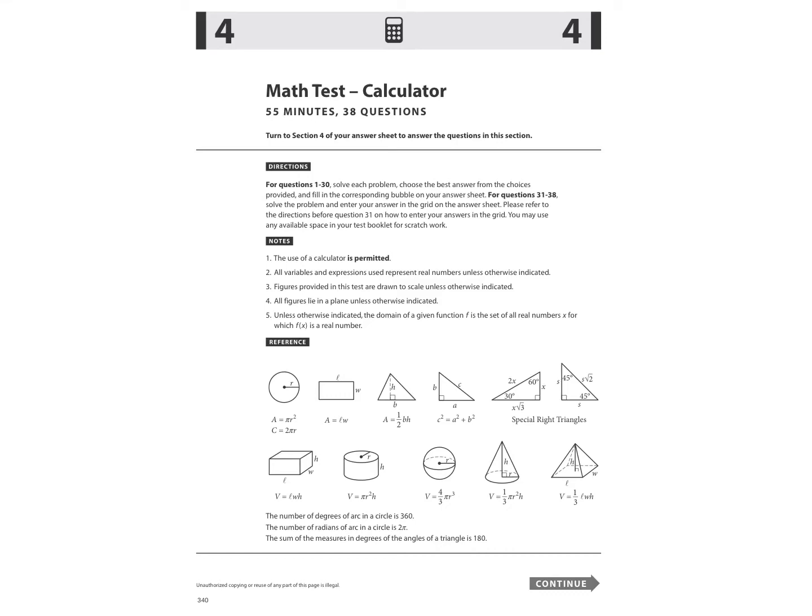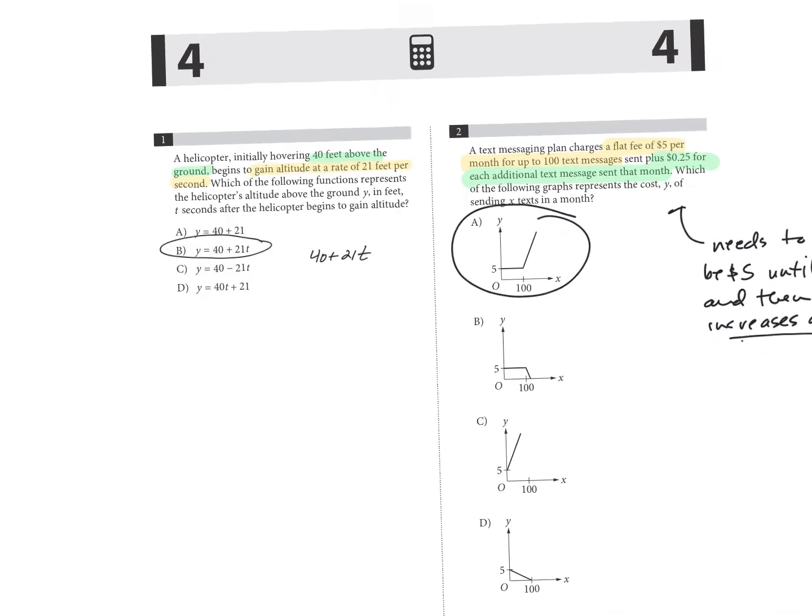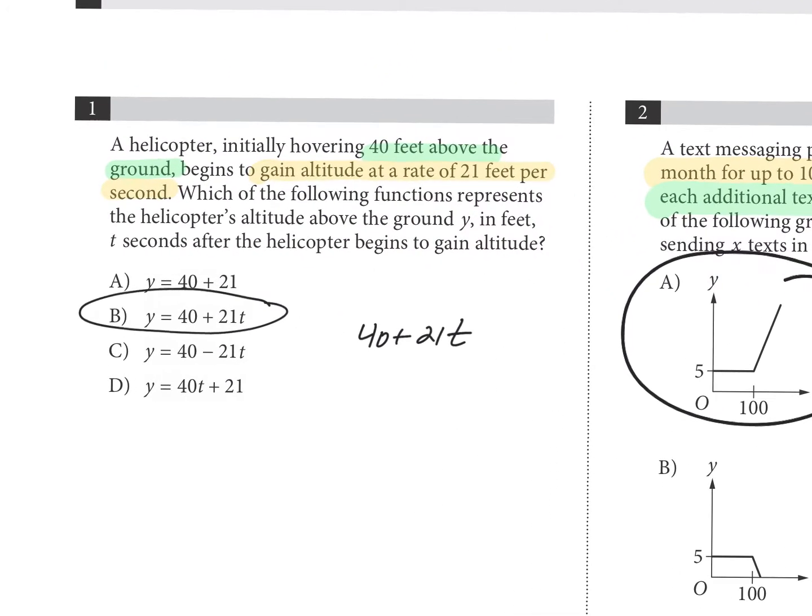So this is the math calculator test for test 10 of the Khan Academy test. So I pre-did the questions. Hopefully this goes a little quicker. If you've got questions on anything I'm talking about, feel free to reach out to me. Mr. McLean is my name.